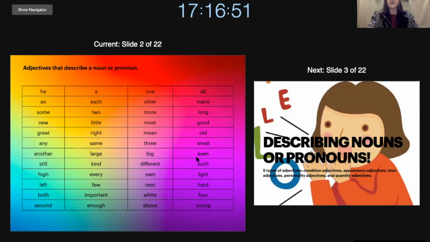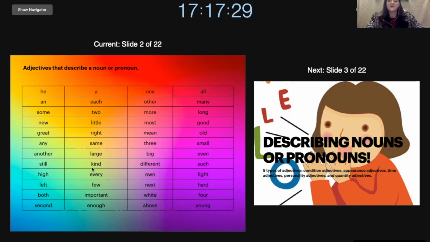Then we have even. Even can mean that something is exactly the same, on the same level, or it can mean, are you even listening to me? So you are referring to an action, whether the person is actually doing it. Next, we have still. Still can refer to, are you continuing what you are doing? So are you still listening? Are you still running? So is it an action that is continuing?